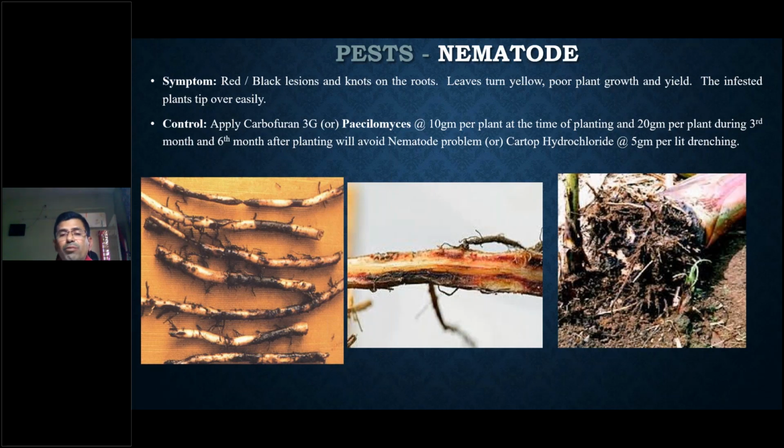Nowadays, a lot of other products have come, like the Adama company is giving Nematis. That is also giving very good results. At the rate of 5 kg per acre, if you send it through drip once in a month, that is giving a very good result. Actually, we have done some trials in the farmer's field that have given very good results.